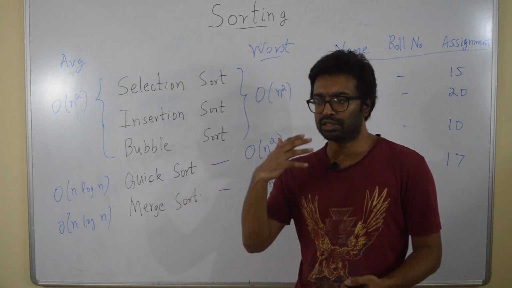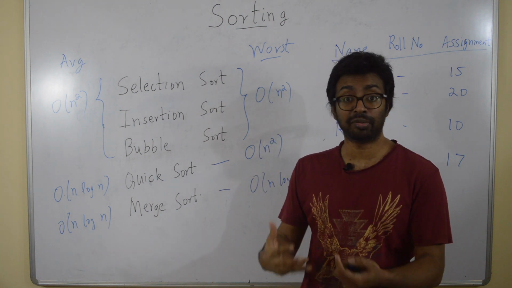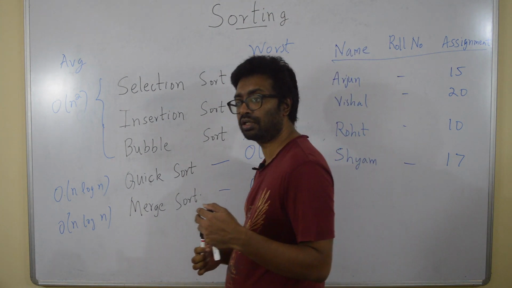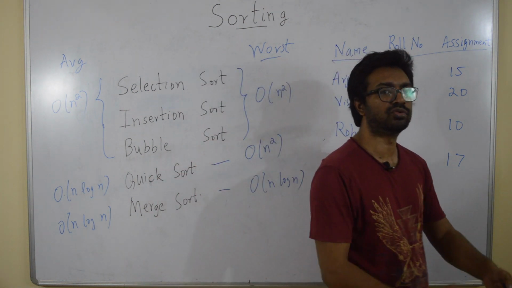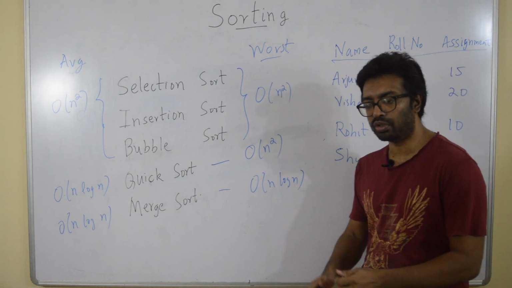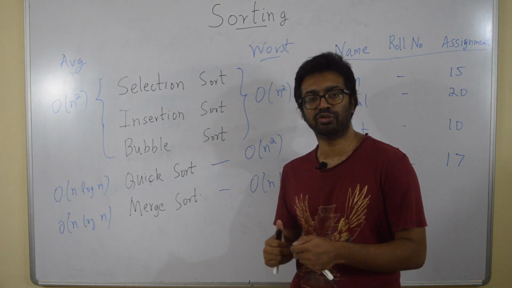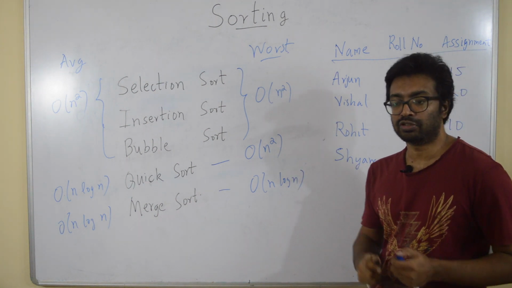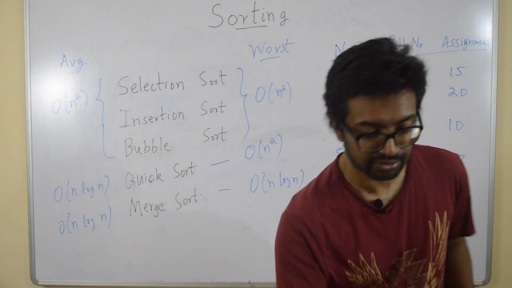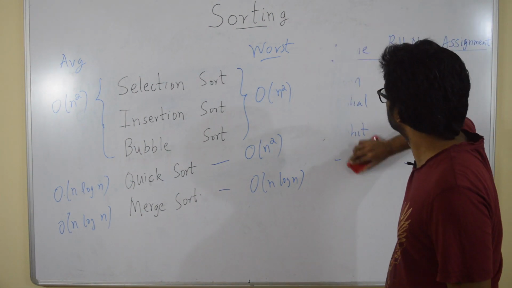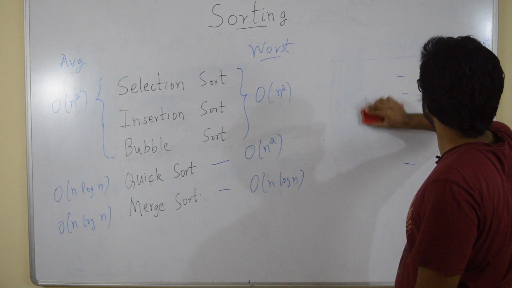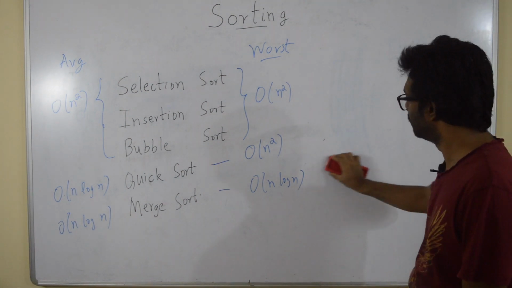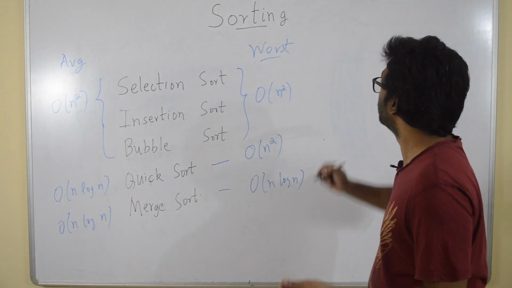Another property which you will notice, and which you should always think about, is: are we taking extra memory for this sorting? Do you want an extra array for the sorting purposes, or you don't want that? You can just play around with the input array while you sort. That's called in-place sorting.